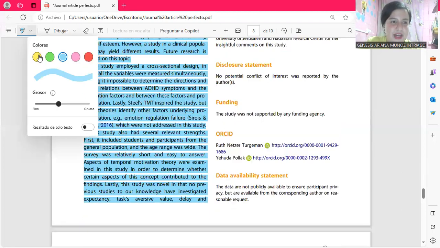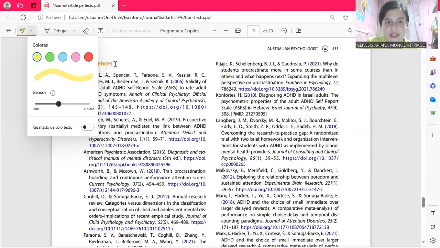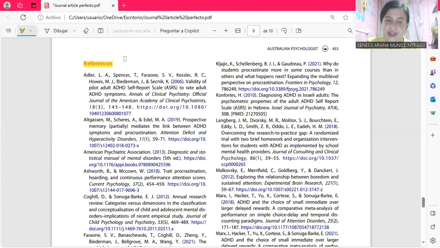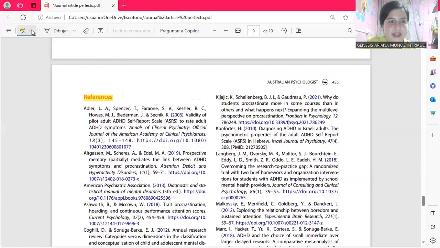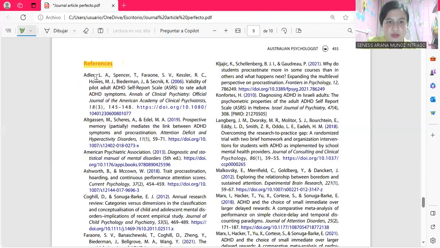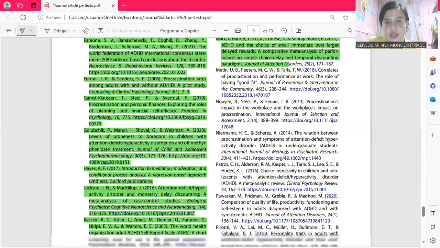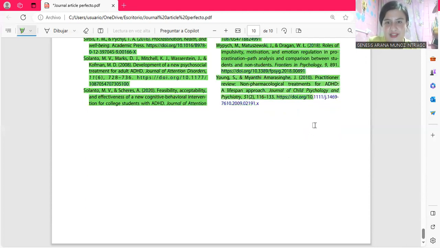And the last part of this journal article is the reference part, okay? In this part, they basically included all the sources that they used while writing the journal article.